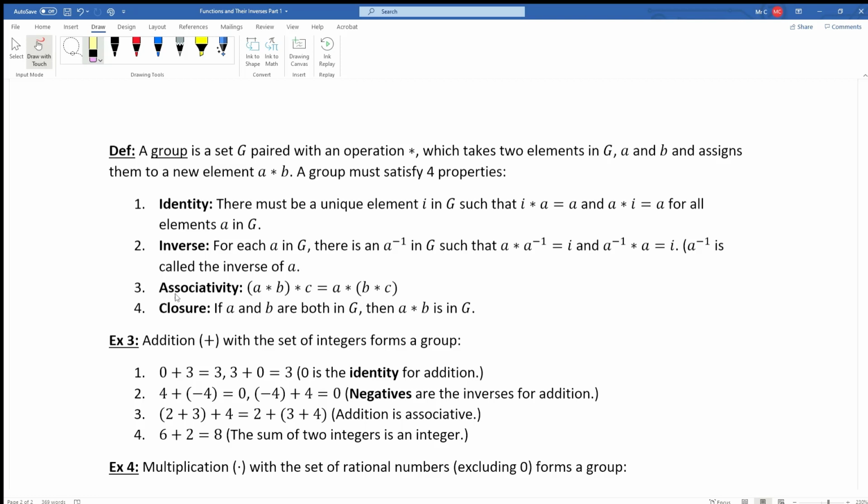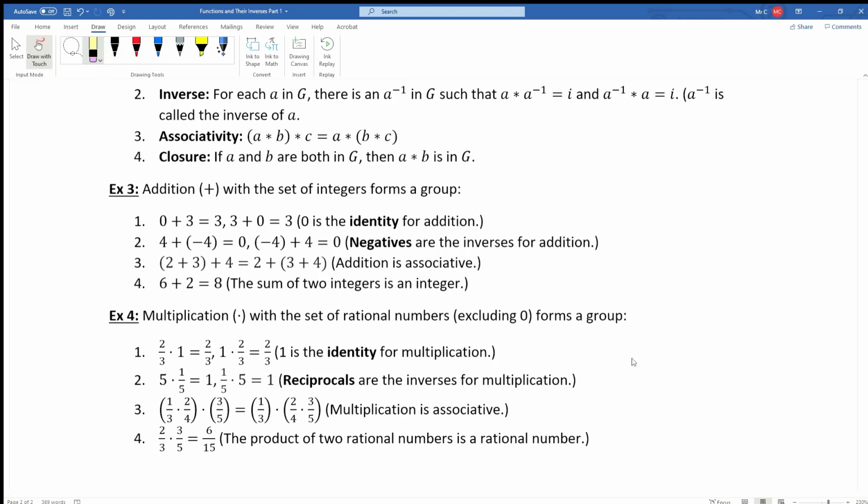All right, and third property is associativity. It means if I do my operation A star B first and then operate it with C, I get the same thing if I first operated B star C and then did A star that result. And we know that addition is associative. We can group in any order for addition, so that's fine. And finally, the closure property. If A and B are both in G, then A star B is in G. So for addition on integers, if I add two integers together, I always get an integer, right? 6 plus 2 is 8. 8's still an integer.